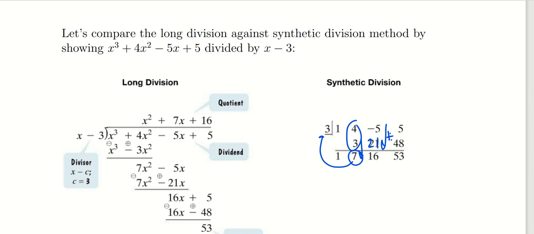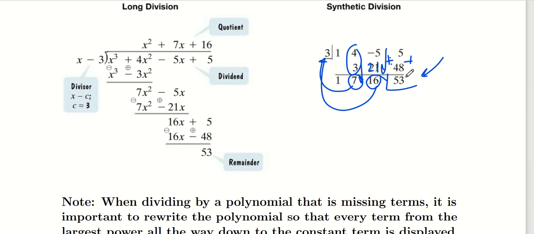Negative 5 plus 21 is 16. Take that 16, multiply it to what's in the block. We get 48. 5 plus 48 would give us 53. It will always be the case that the last value we get is going to be the remainder. So we have a remainder of 53, which we saw over here.